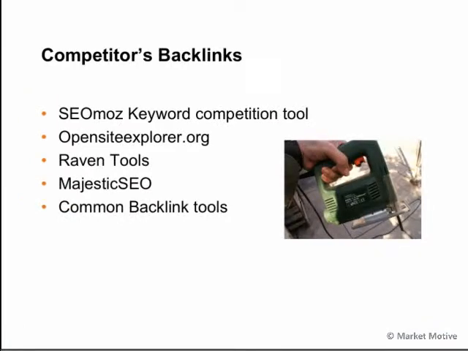I'm going to try to do live demos of these rather than in PowerPoint form, so I can walk through and tell you a little bit about the tools. They do change from time to time, so when you watch this it might be a little bit different, but we're going to do live demos on how to do competitive backlink analysis and acquisition. The tools we're going to look at are the SEO Moz Keyword Competition Tool, Open Site Explorer, Raven Tools, Majestic SEO, and just the idea of a common backlink tool.